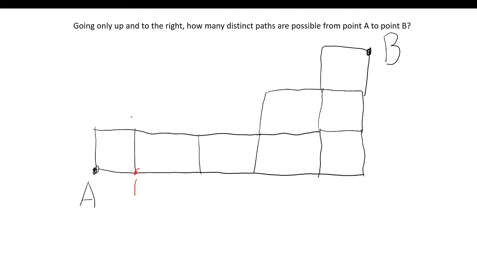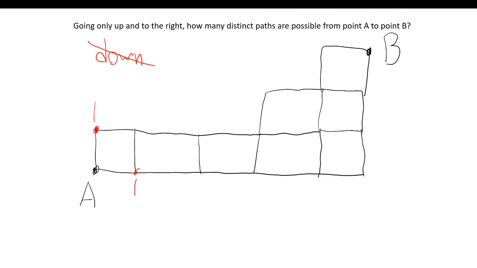Because then, to get from A to here, we can't go here and then down. We can't go down, so any way that's going down is not allowed. Okay, so we have one for this point. Now let's go for this point right here. From this point, we can just go down like this, because from A we just go up one. So there's one way to get back to A.